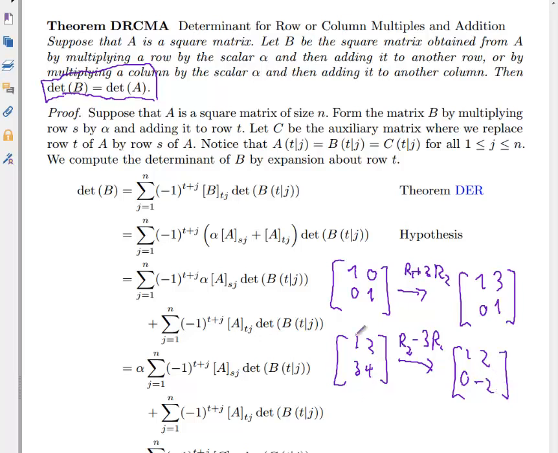Okay. All right, so what was the determinant of this one? It was 4 minus 6 or minus 2. What's the determinant of this one? Minus 2 minus 0 is minus 2. The determinant has not changed under this row operation.